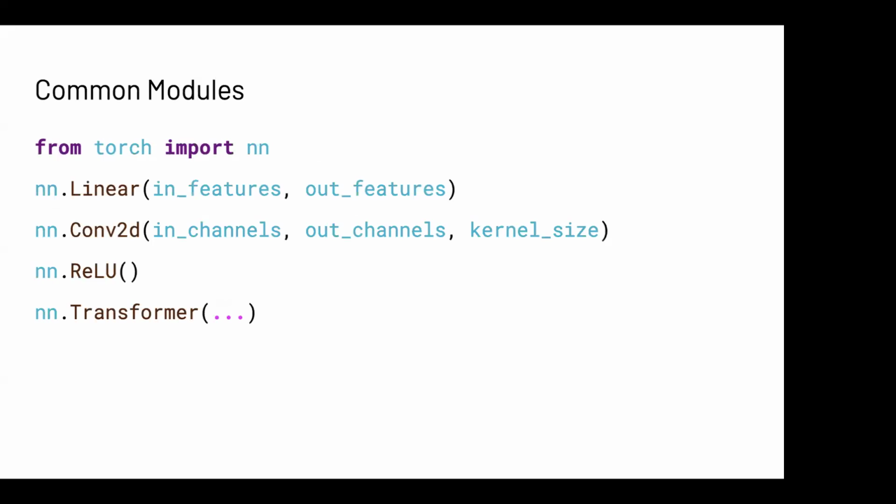Here are some of the common modules that are built directly into PyTorch. They're found in torch.nn, for neural networks. We saw the linear layer last week already, and this is implemented as a module. There are also other common ones, such as convolutional layers. You also have activation functions like ReLU, and sometimes even complete architectures like the Transformer.